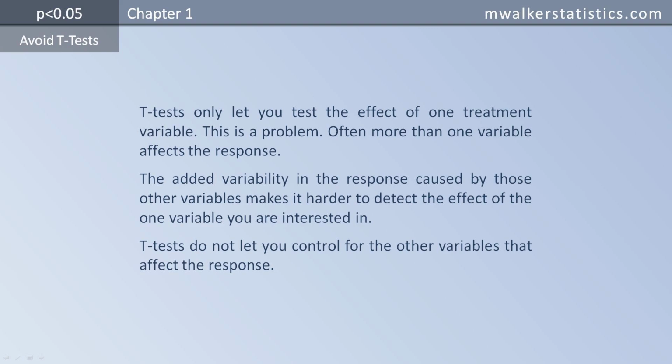T-tests only let you test the effect of one treatment variable. This is a problem. Often more than one variable affects the response. The added variability in the response caused by those other variables makes it harder to detect the effect of the one variable you are interested in. T-tests do not let you control for the other variables that affect the response.